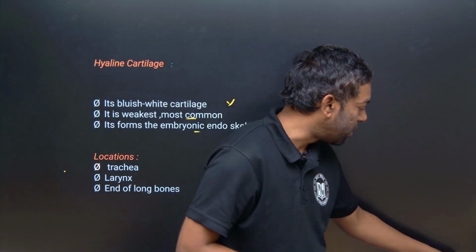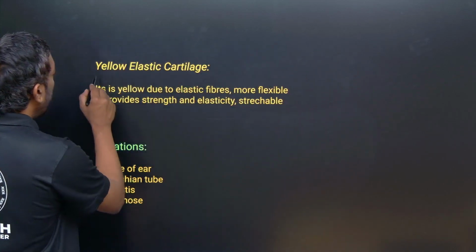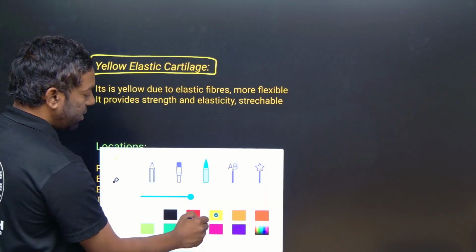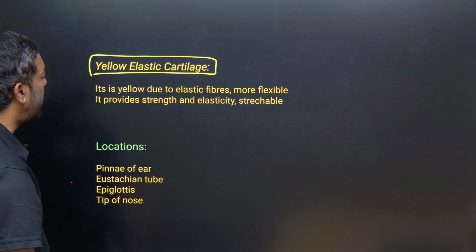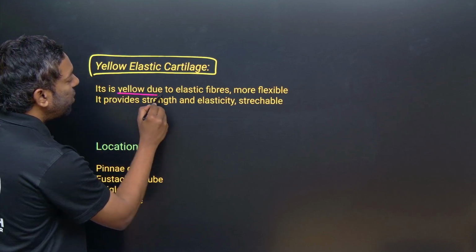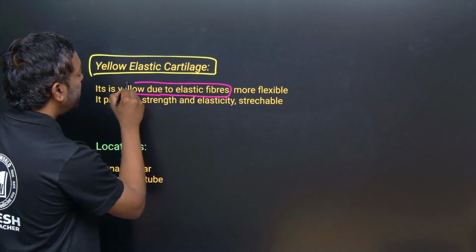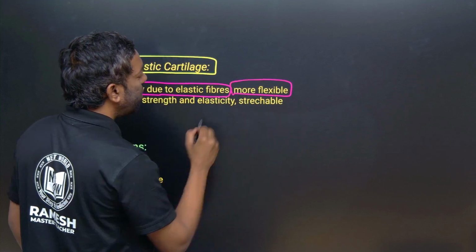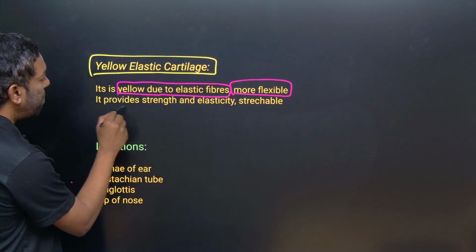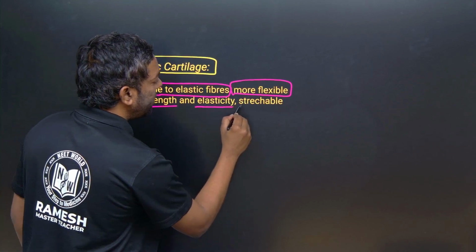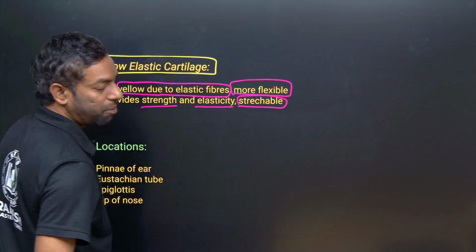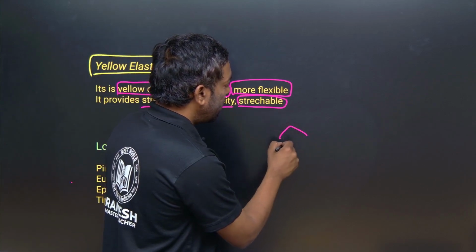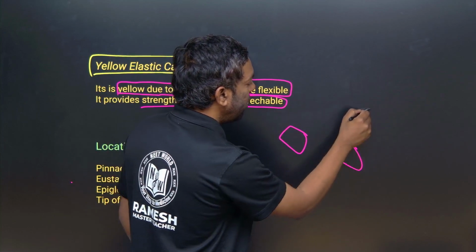Next type of cartilage, yellow elastic cartilage. It is yellow due to elastic fibers, and more flexible. It provides strength and elasticity, and is stretchable. Flexible is nothing but stretchable. This is the cartilage, yellow elastic cartilage.